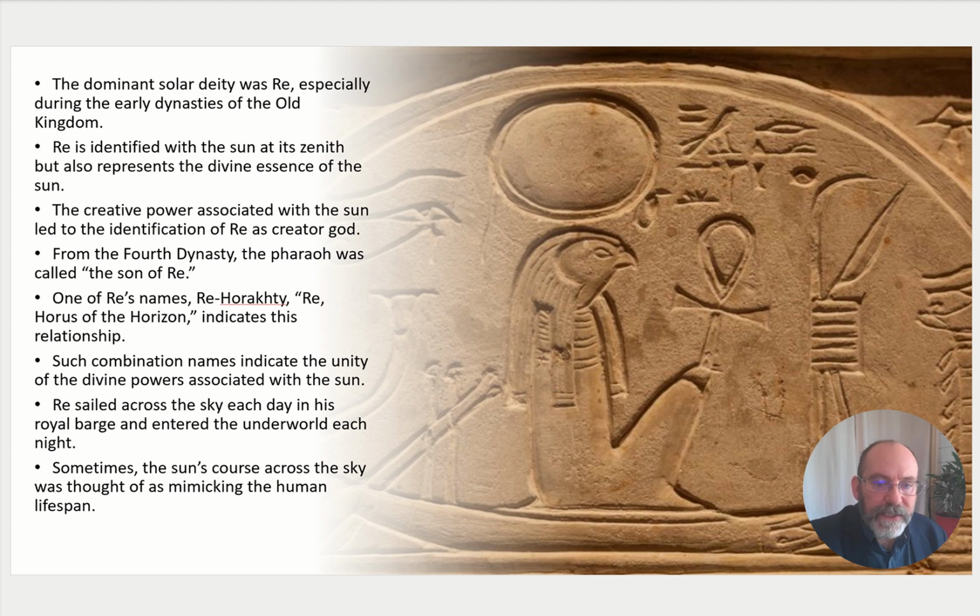Ra sailed across the sky each day in his royal barge and entered the underworld each night. Sometimes the sun's course across the sky was thought of as mimicking the human lifespan.